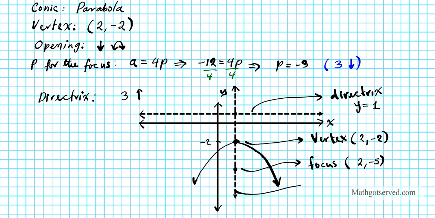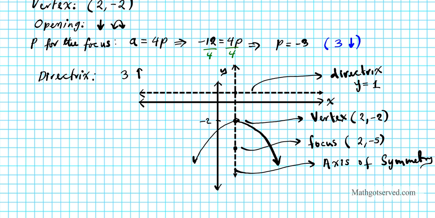Let's go ahead and write down the equation of our axis of symmetry. Since it is vertical, it's going to be an x equation. So it's going to be x equals, and we'll look at our vertex, 2. So it's going to be x equals 2 for the equation of the axis of symmetry. All right, so there goes the graph of the parabola.